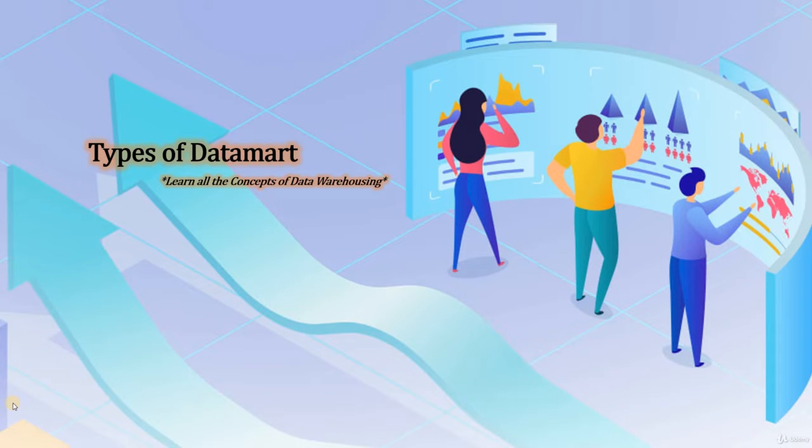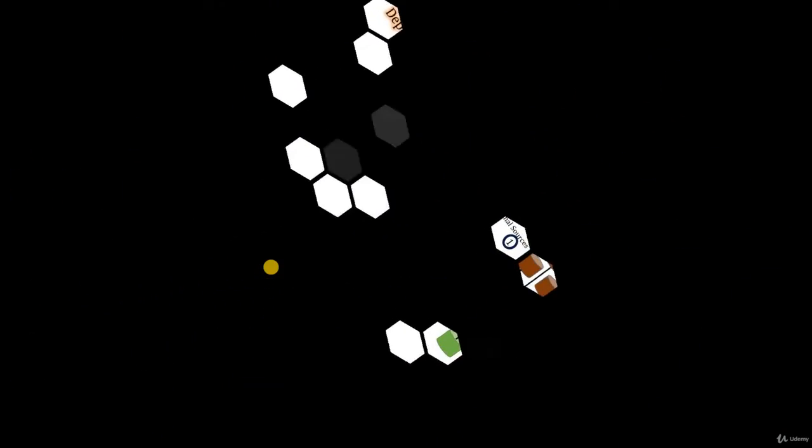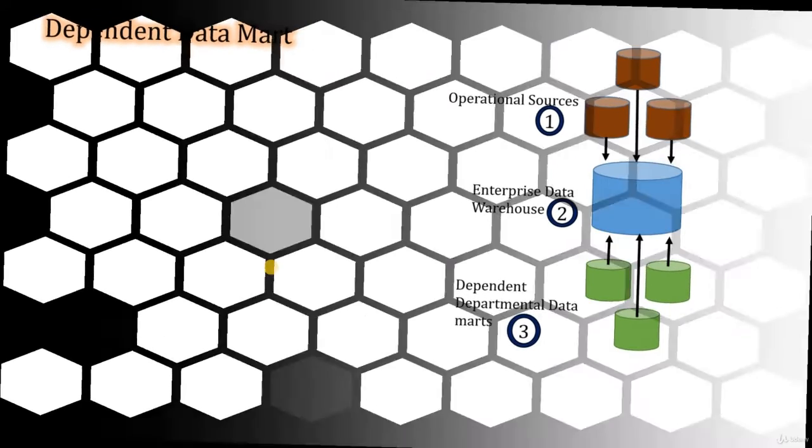Hello and welcome back to another session, types of data mart. So far we learned about what is data mart and why do we need data mart. Now we're going to learn about different types of data mart. Mainly there are three different types of data mart: dependent, independent, and hybrid data mart. So let's learn what is dependent data mart.